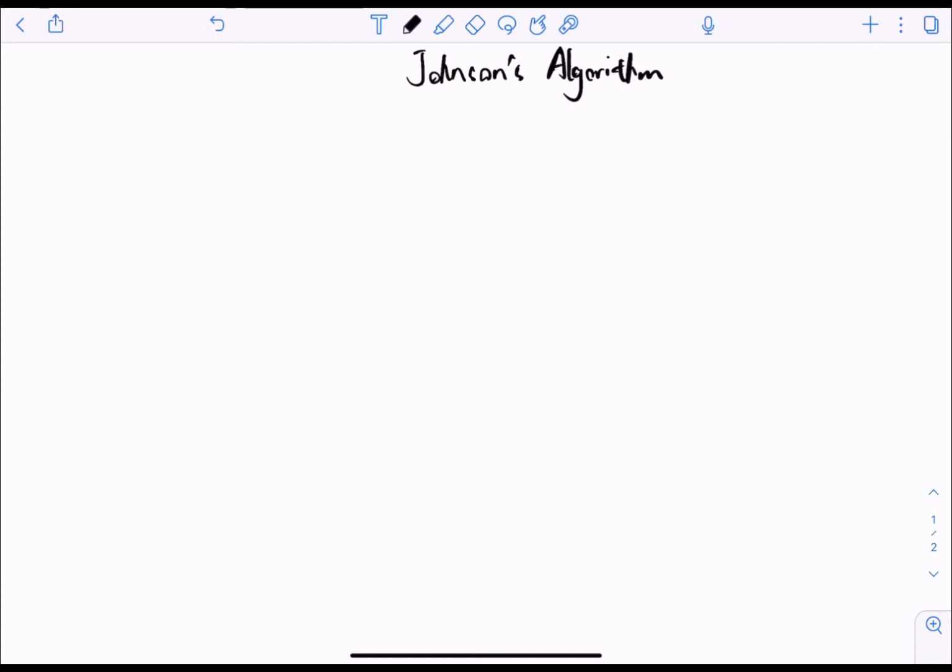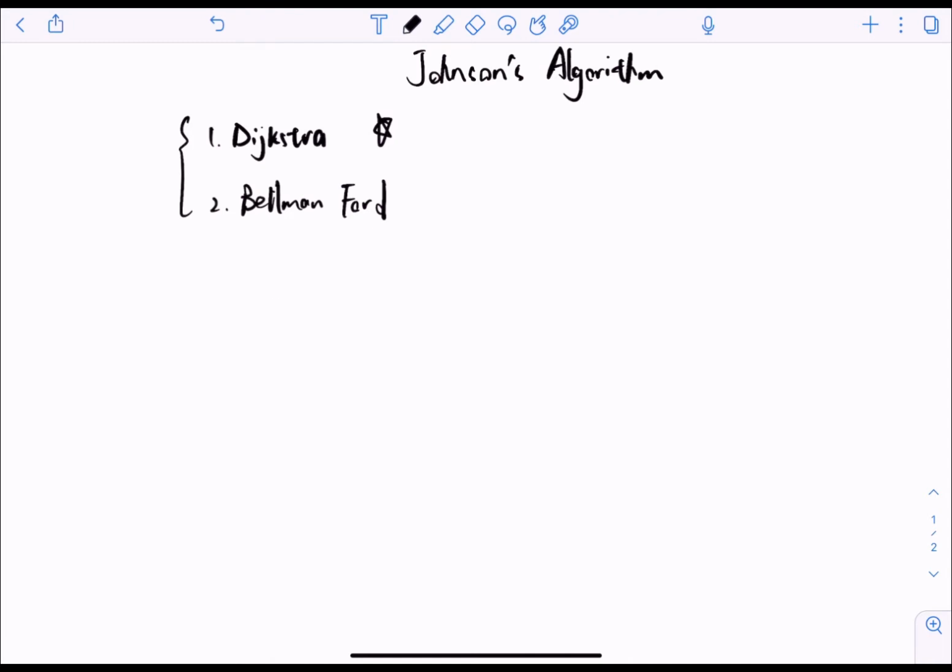Hello everyone, I want to inform you guys about Johnson's algorithm today. Johnson's algorithm is a way to find the shortest path between all pairs of vertices in an edge-weighted directed graph. As we know, there are two main ways to find the shortest path between nodes in a graph: Dijkstra's algorithm and the Bellman-Ford algorithm. Compared to the Bellman-Ford algorithm, although Dijkstra's algorithm is much more efficient, it is not capable of handling graphs in which some of the edge weights are negative numbers.